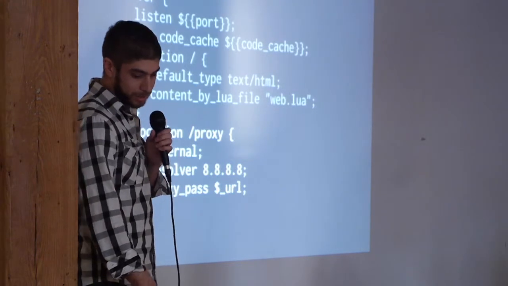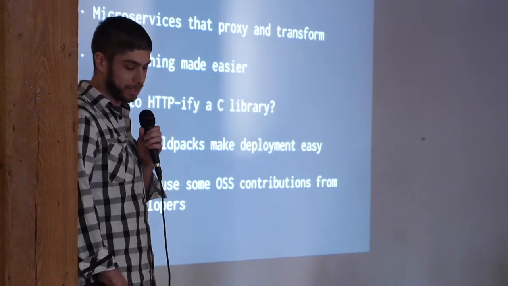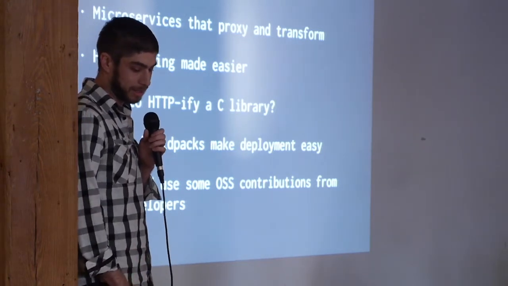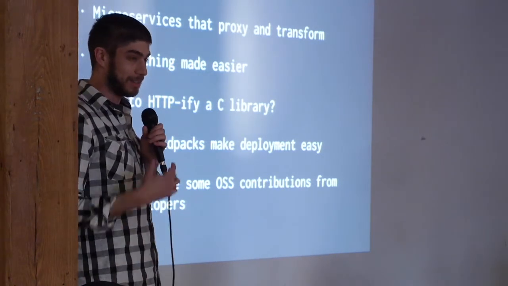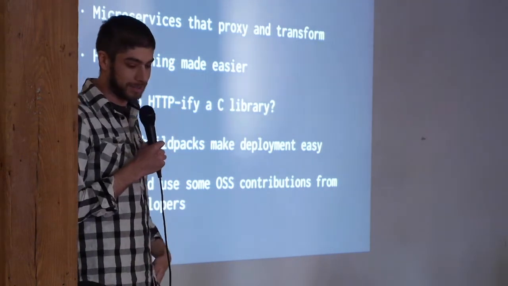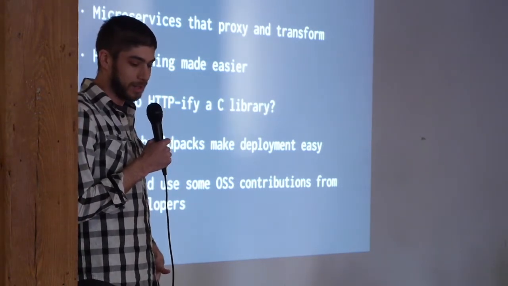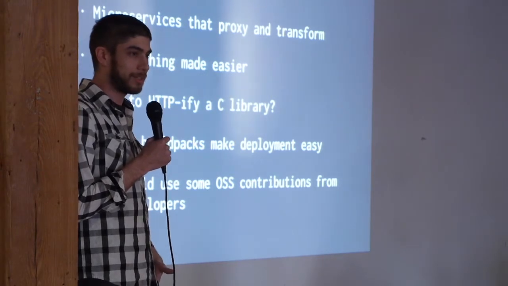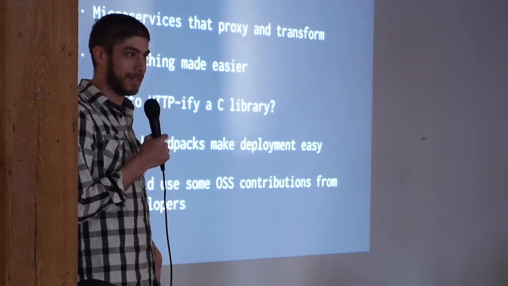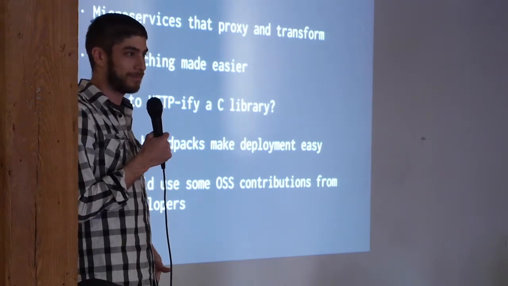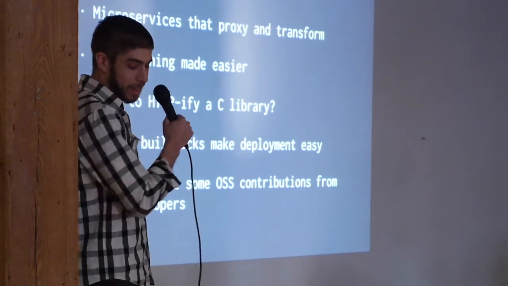So why should you use this? Well, it's great for setting up microservices that do some kind of proxy and transform on your requests. It makes HTTP caching easier. If you want to HTTPify a C library, this is something that I've been toying with, using something like OS X's Core Image framework to process images. You can have that loaded up right inside your Lua files and then have Nginx make REST calls to some kind of image service. I don't know, these are things I was playing with.